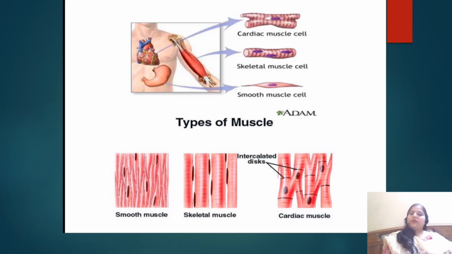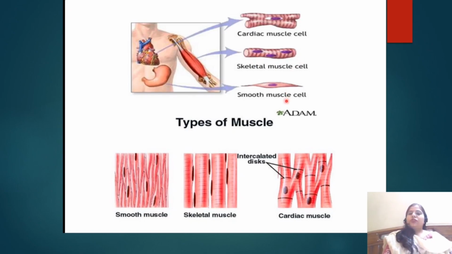Striated muscles are also called the skeletal muscle, and they are cylindrical in shape, and you can see that there are light and dark bands present over here. You can see these are the light and dark bands present over here. So these are the striations from which they get the name striated muscles, and these cells are multinucleated. More than one nucleus is present.